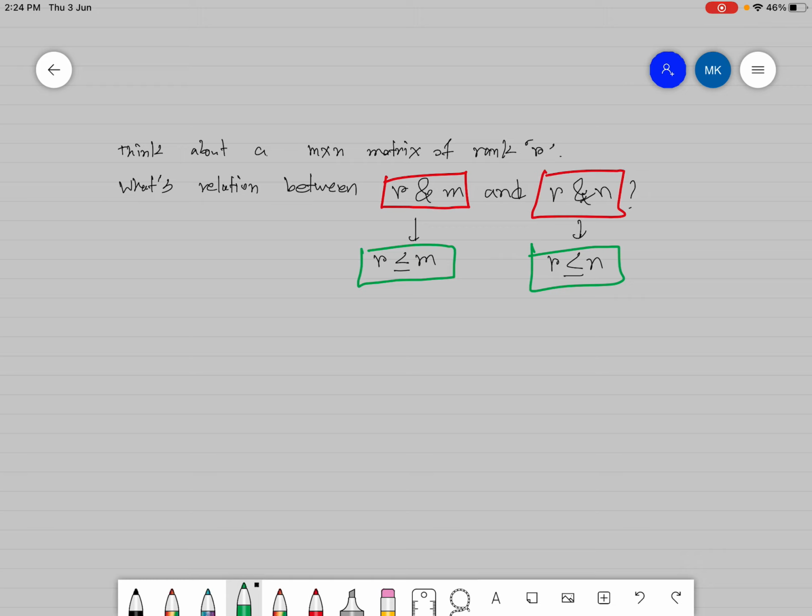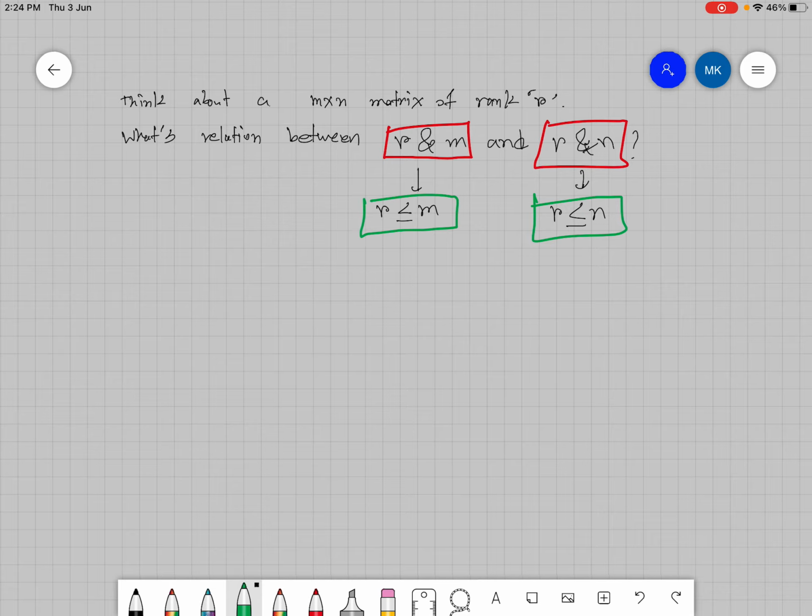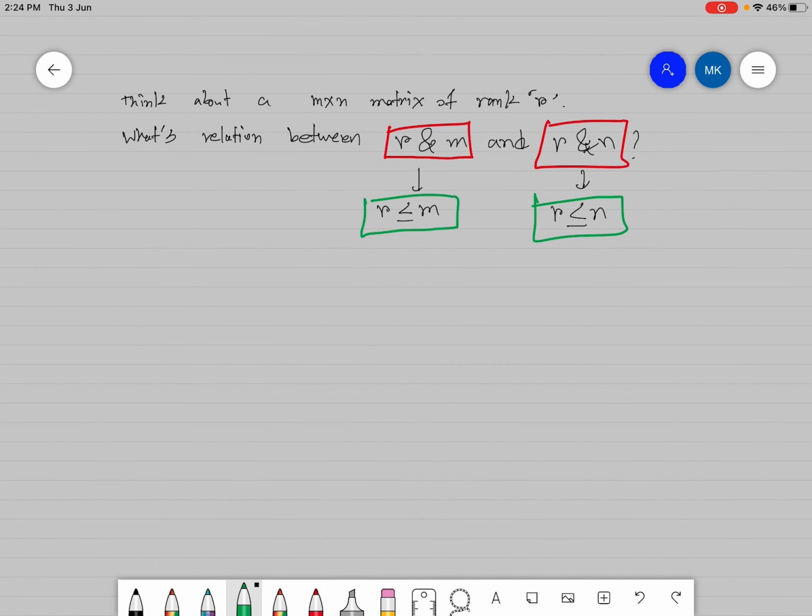If you cannot understand it, please take 2 or 3 examples and think about those matrices, and you will see that these 2 conditions are true. So there might be a few cases here when we talk about the ranks and the number of rows and columns. Okay, so let's go for case 1.